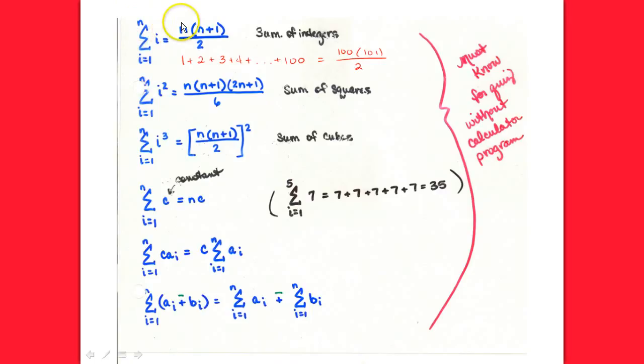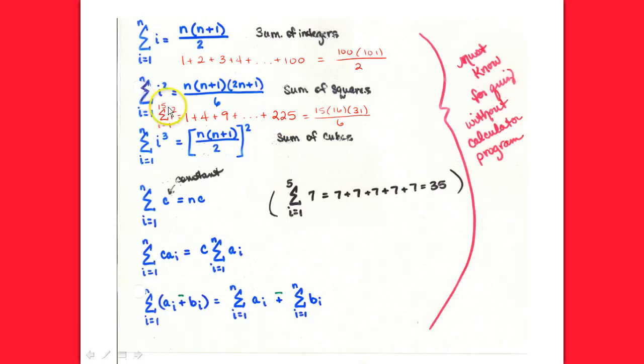So that would be 100 times 100 plus 1 over 2. 100 times 101 divided by 2. If I were trying to find the sum of squares, that would be like the sum of the first 15 squares, like 1 squared plus 2 squared plus 3 squared plus 4 squared. Then I could say, okay, 1 squared is 1, 2 squared is 4, 3 squared is 9, all the way up to 15 squared is 225.